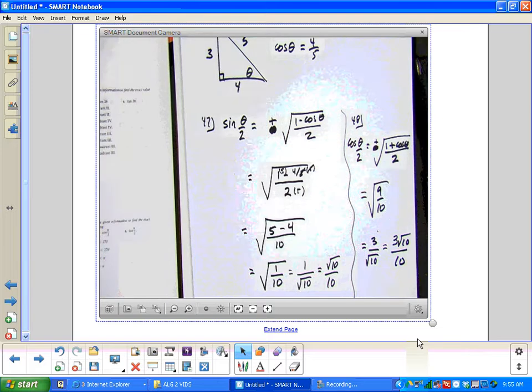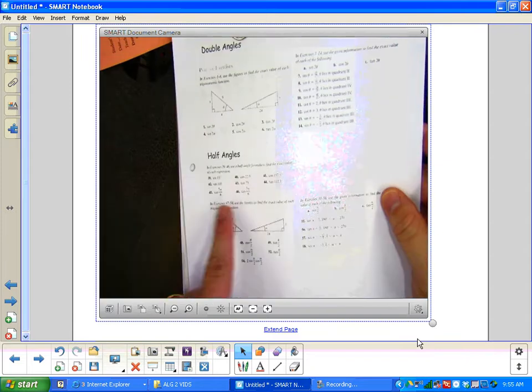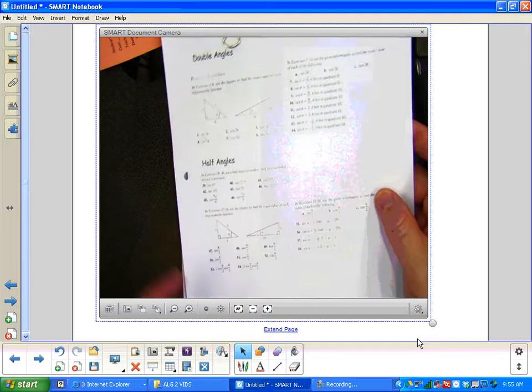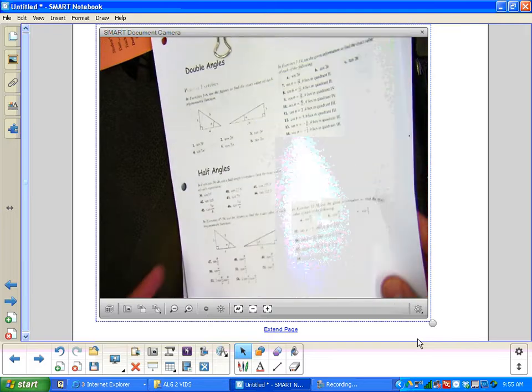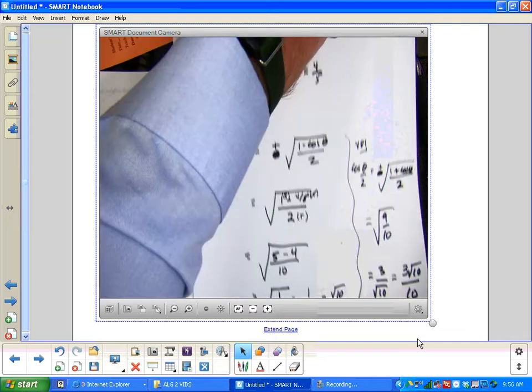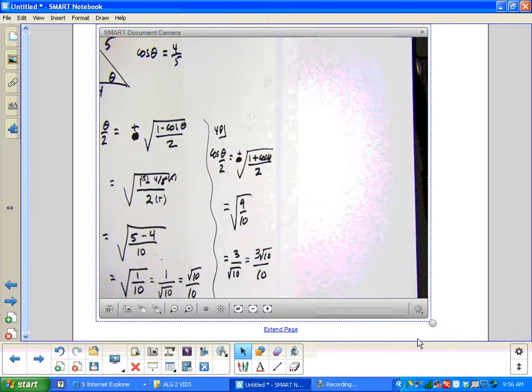All right. Now, we're also going to use a shortcut on number 49. Remember I told you yesterday, there are half angle formulas for tangent. And I told you that on problems 39 to 45, the ones where you weren't using triangles, you would use the half angle formulas for tangent. But here we're going to use a shortcut. What do you think the shortcut's going to be for tangent? Sine over cosine.